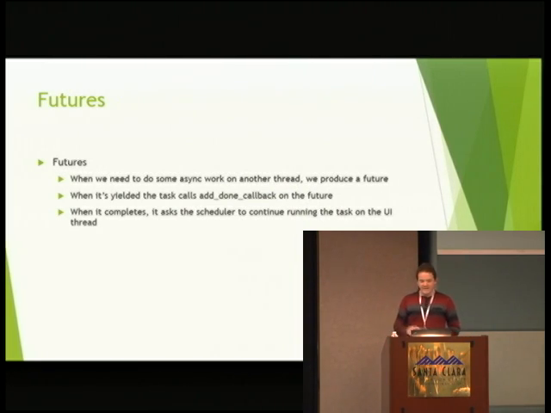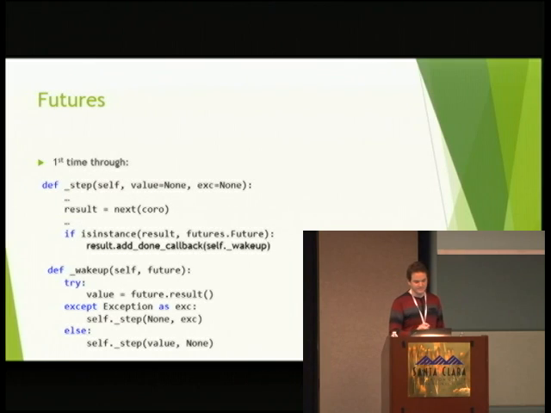So the futures, I kind of described them a little bit, but whenever you need to do some async work, you can produce a future. The thread pool already supports futures. In Tulip, there's a new future class, which is separate from the existing future class that is shipped in previous versions of Python, but you can use either one within the Tulip framework. So you can yield out one of the old style futures, or you can yield out one of the new Tulip futures. And as I said, we call add done callback on the future, and when it completes, we move it along and continue running the task on the UI thread.